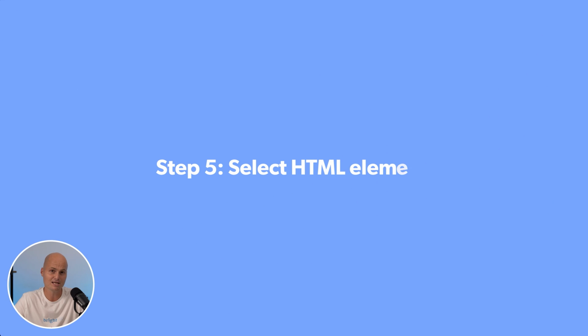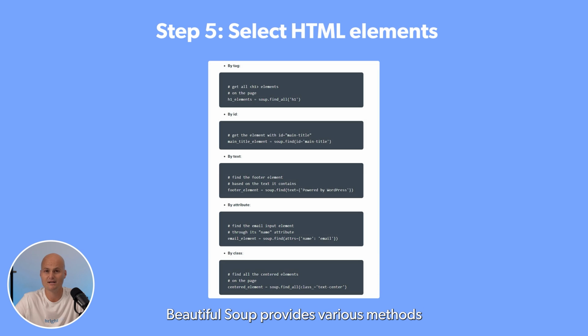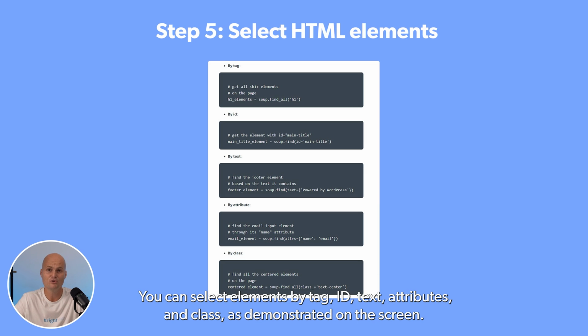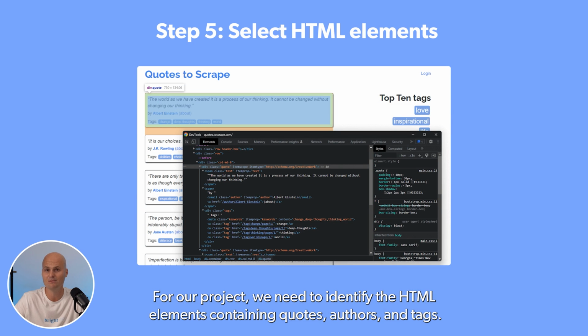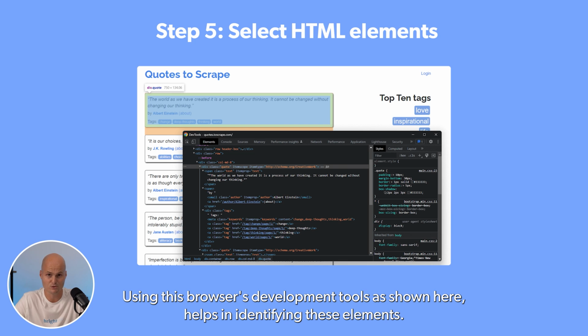Step 5, select HTML elements. Beautiful Soup provides various methods like find and find_all for selecting elements. You can select elements by tag, ID, text, attributes, and class as demonstrated on the screen. For our project, we need to identify the HTML elements containing quotes, authors, and tags. Using the browser's development tools, as shown here, helps in identifying these elements.